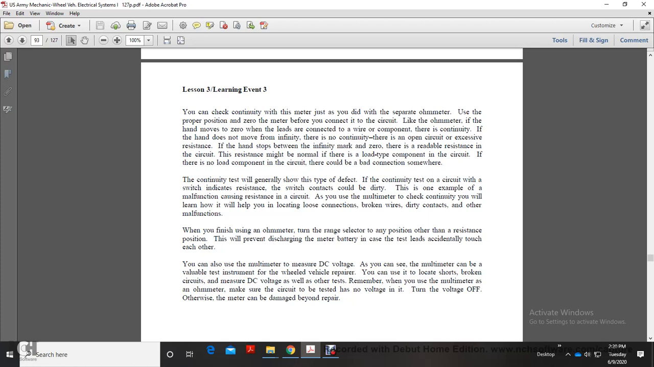The continuity test of the one circuit will indicate that the resistance switch contact could be bad.